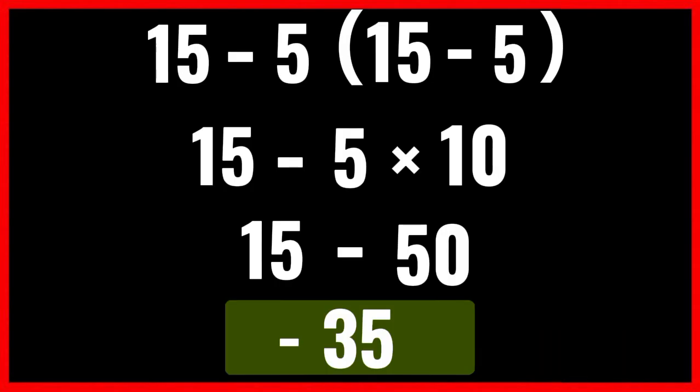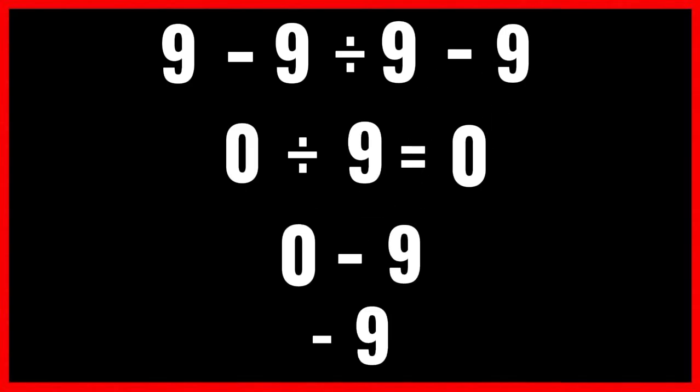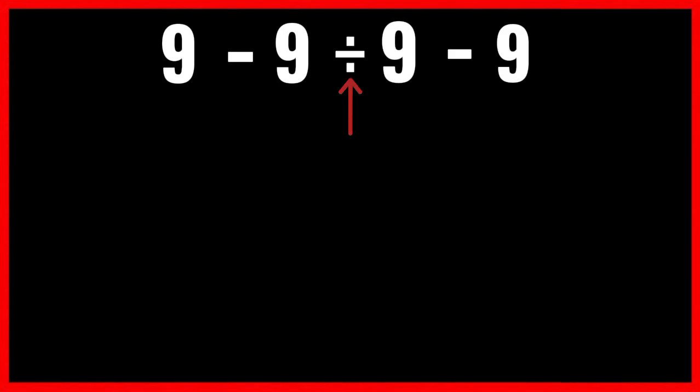Now, before you go, let's look at one more classic problem that trips up millions of people online. 9 minus 9 divided by 9 minus 9. If you solve this left to right, here's the trap most people fall into. First, 9 minus 9 is 0. Then 0 divided by 9 is 0. And finally, 0 minus 9 leaves you with negative 9. It sounds right at first, doesn't it? But remember our rule, division always comes before subtraction.